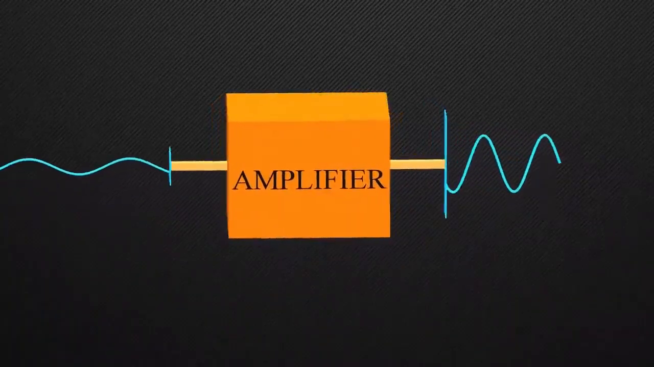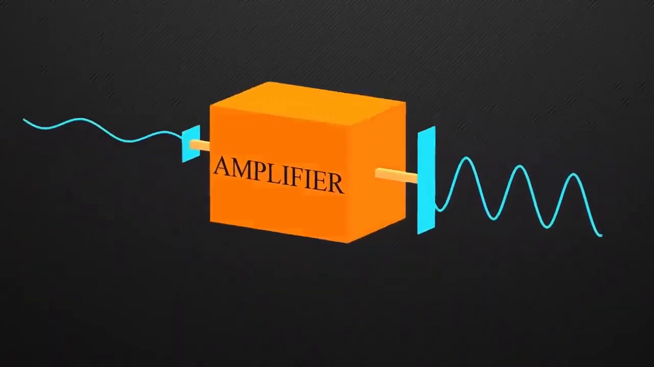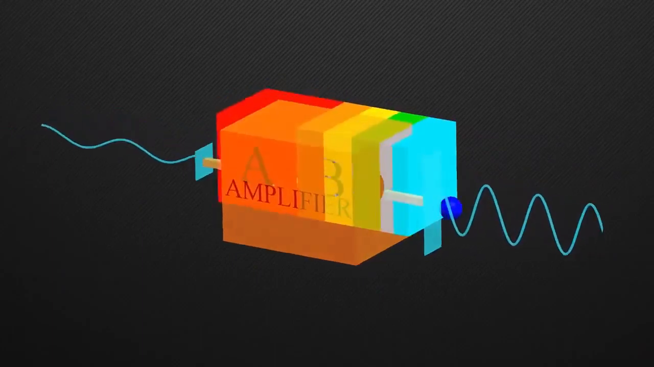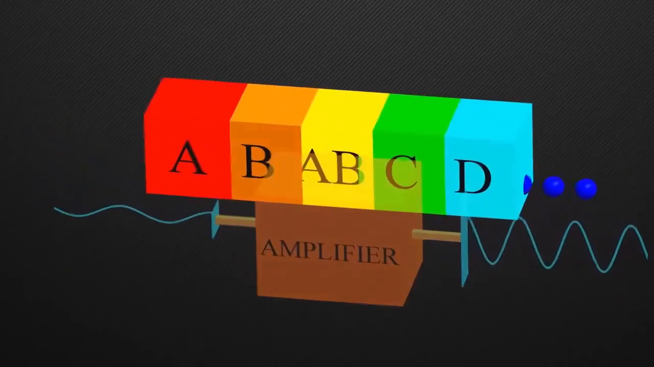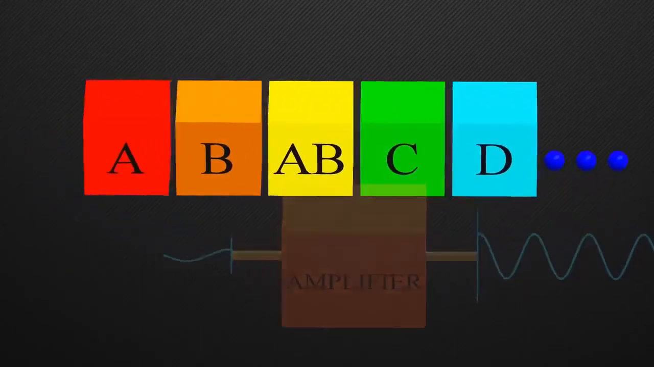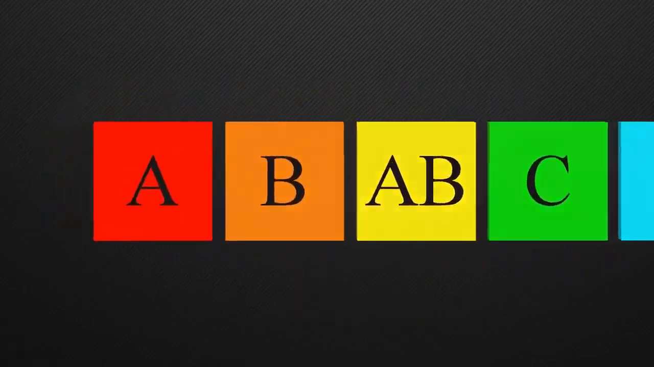An amplifier is an electronic device used for increasing the amplitude of electrical signals. They are available in different classes, A, B, AB, C, D, and so on. In this video, we will explore the Class A amplifier, which uses only one transistor.